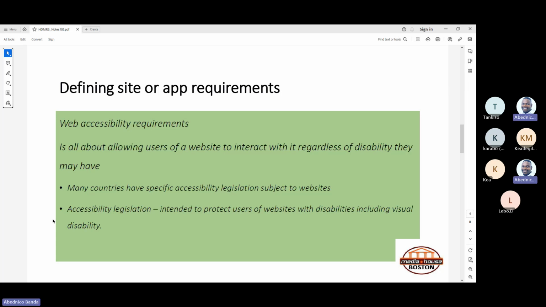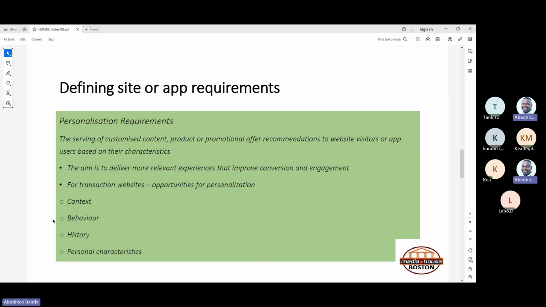Many countries have specific accessibility legislation applying to websites. I think we spoke about this when we were doing the PESTEL analysis, under legal factors. Accessibility legislation is intended to protect users of websites with disability, including visual disability. So we've got what I would call personalization requirements.